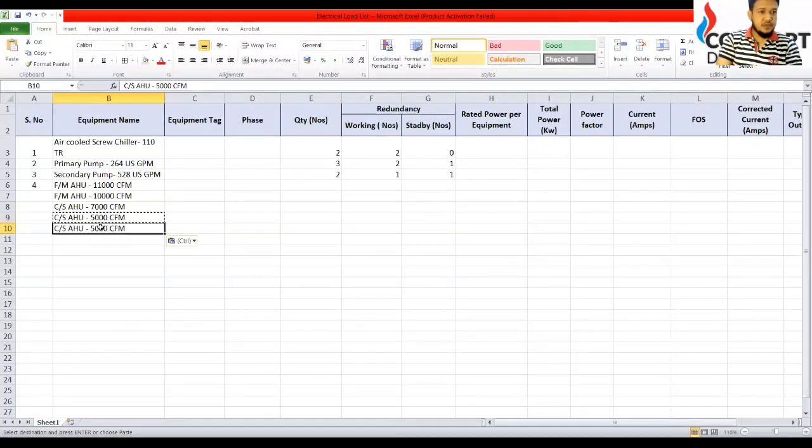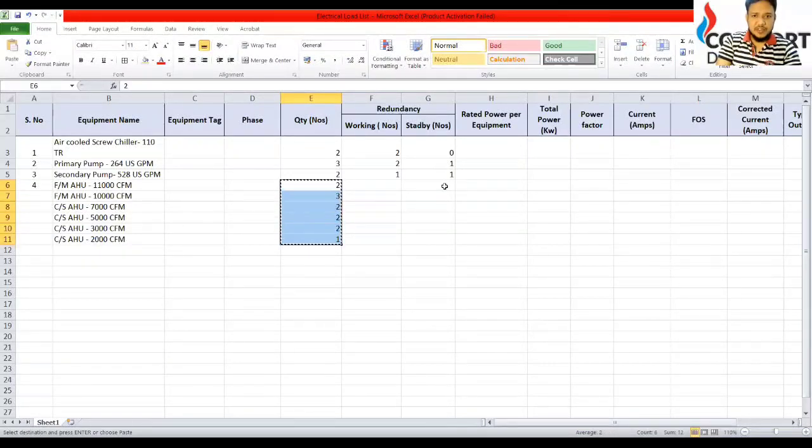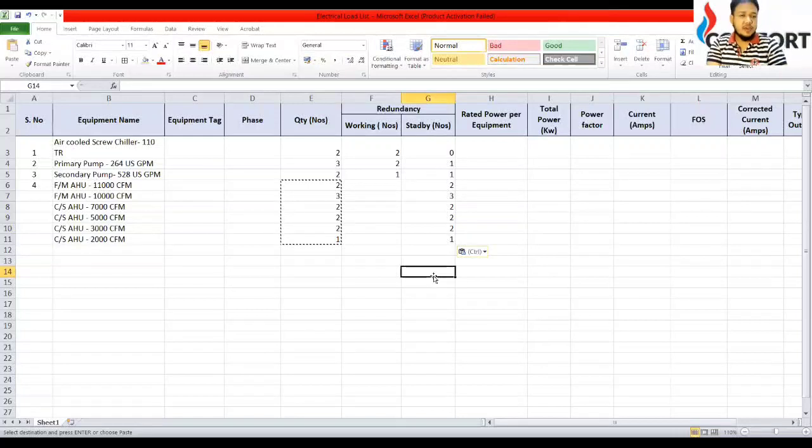Ceiling suspended AHU of 3,000 CFM, and 2,000 CFM. I will just write the quantity of all these. Total quantity of 11,000. It is two numbers. This one it is 3 numbers. This is 2 numbers. This is 1 number. And these are all working. So I will not write more equipments here. I believe you understand how we have to do that.